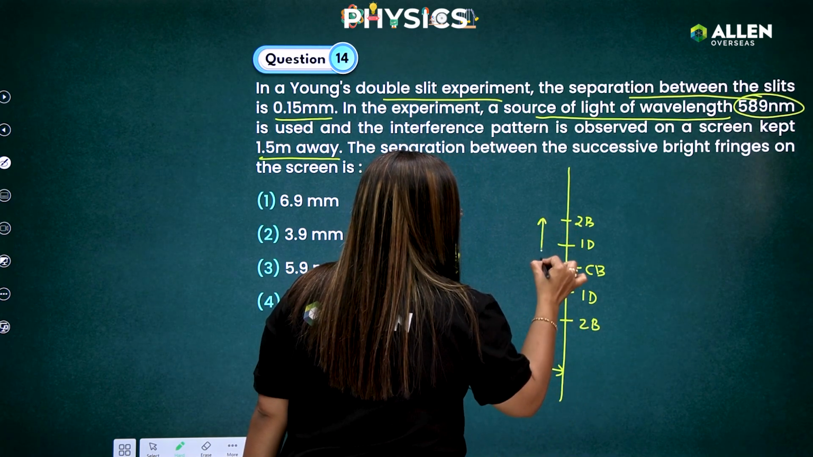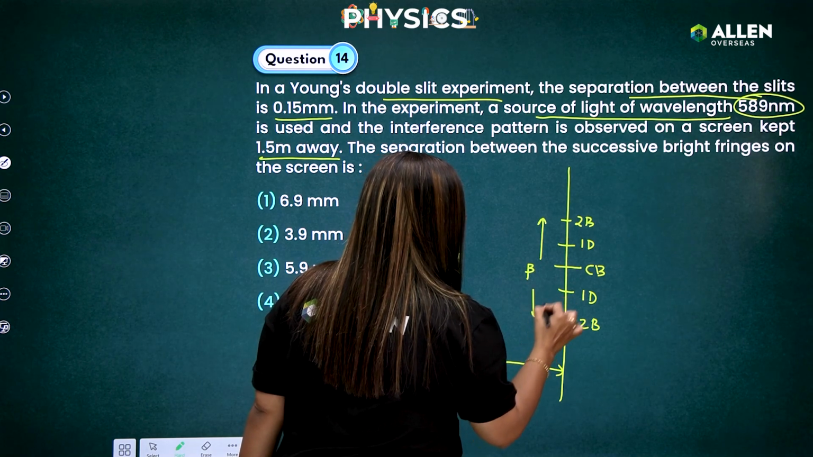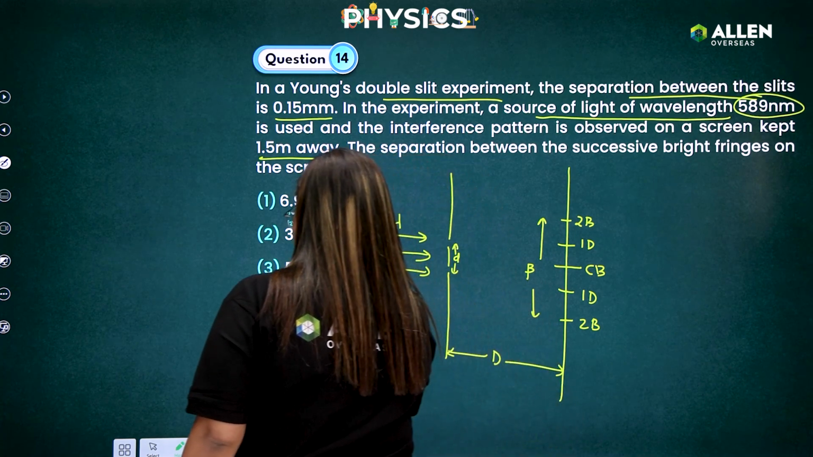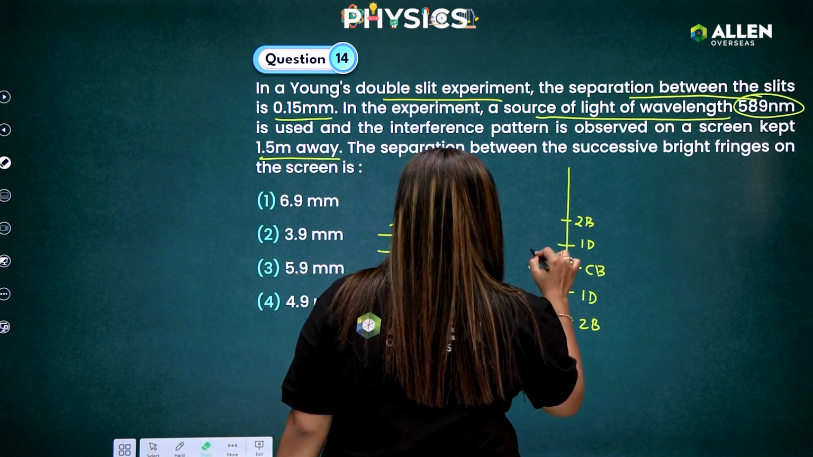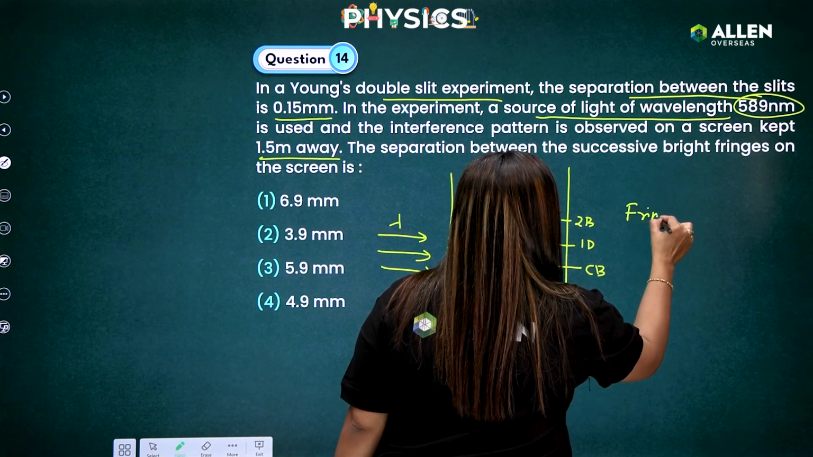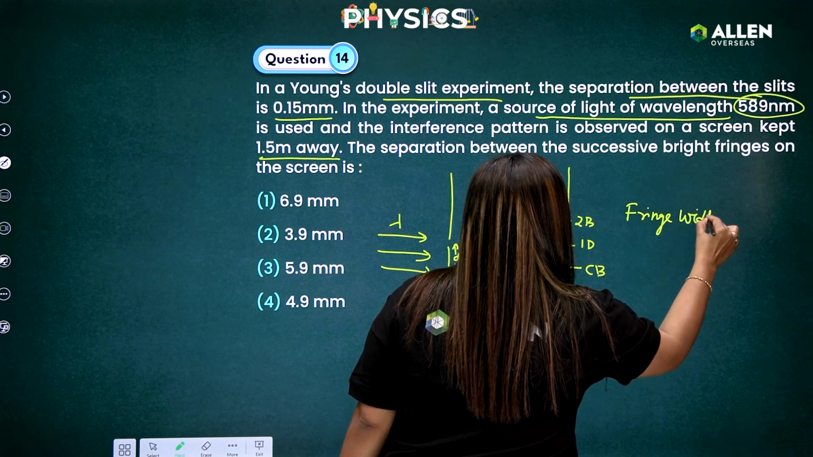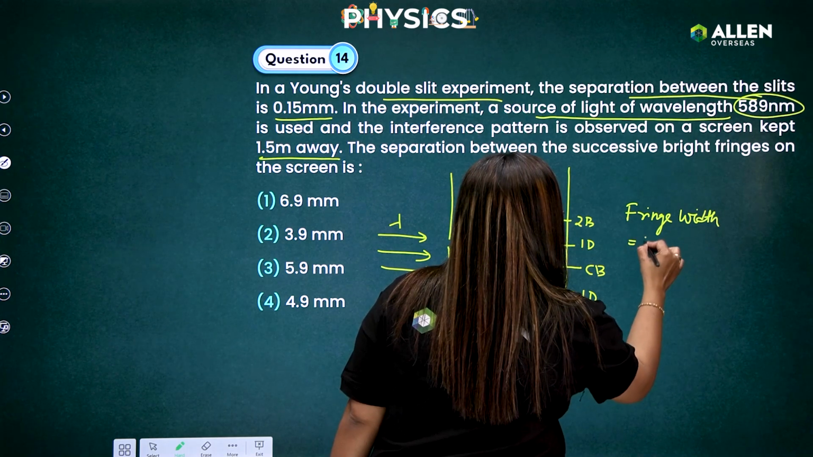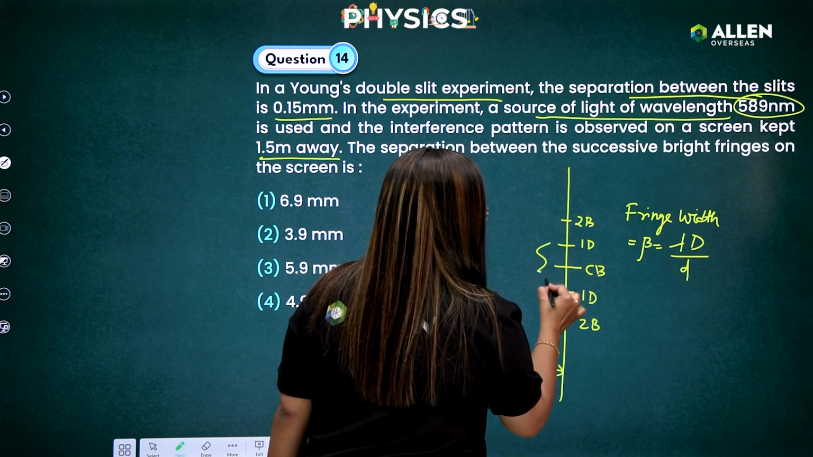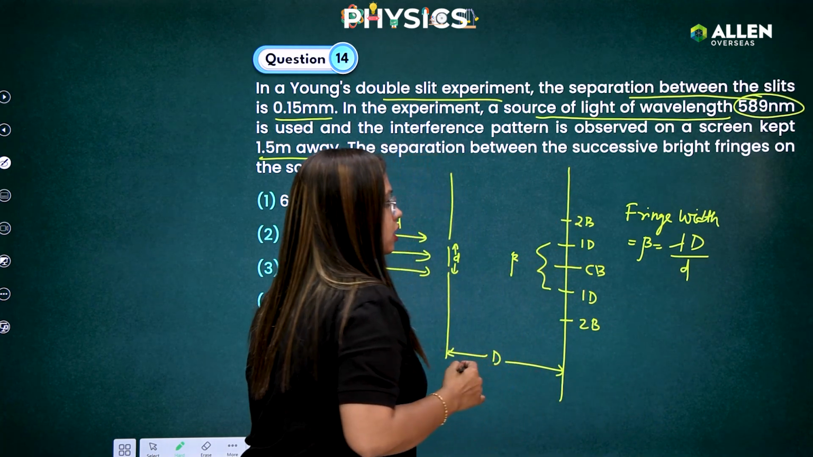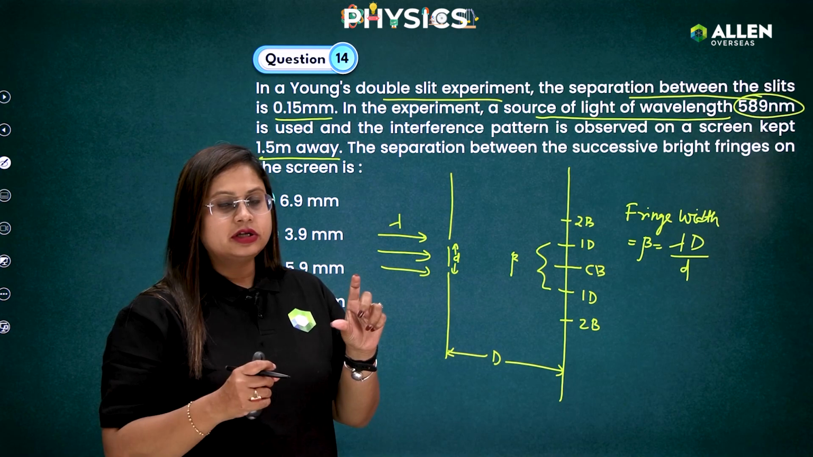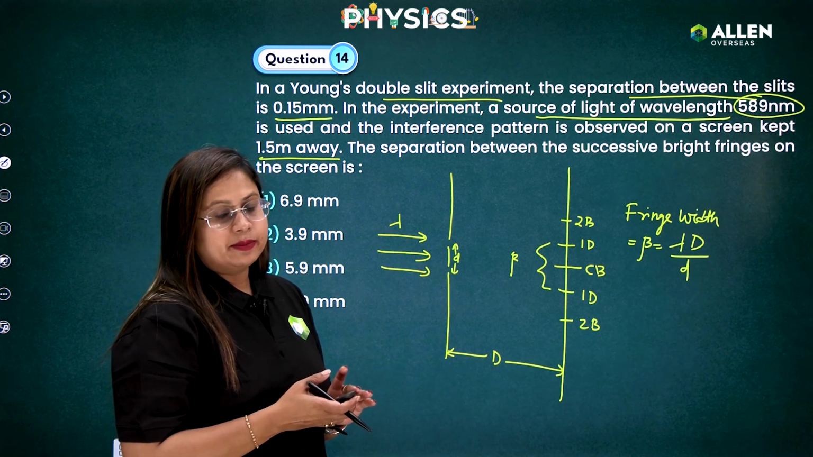Now how can you find out the distance between the consecutive bright fringes or the consecutive dark fringes? That is nothing but the fringe width, and this fringe width is written as beta, that is lambda capital D divided by small d. So this is your beta. So any consecutive bright fringes or any consecutive dark fringes have a difference that is equal to lambda capital D by small d.